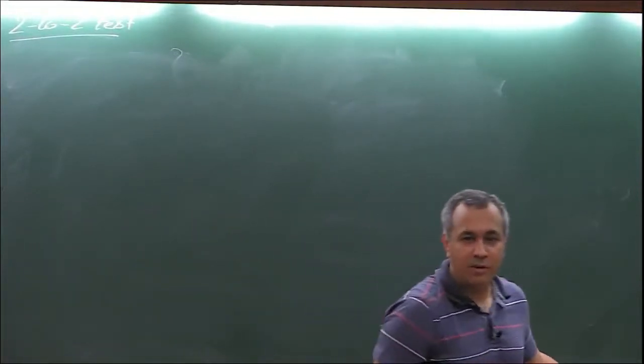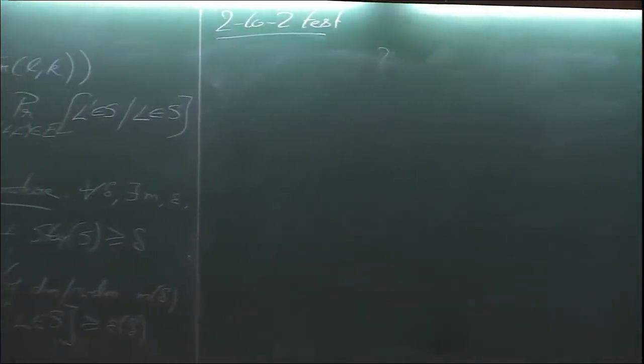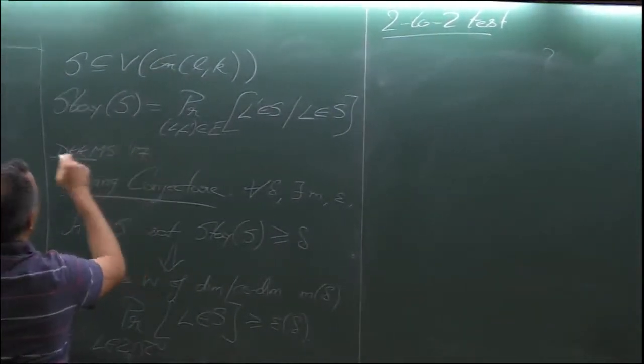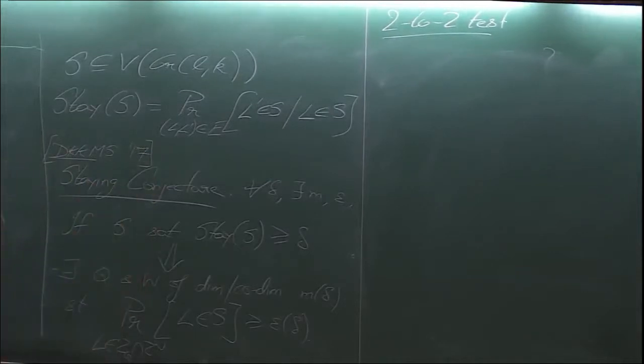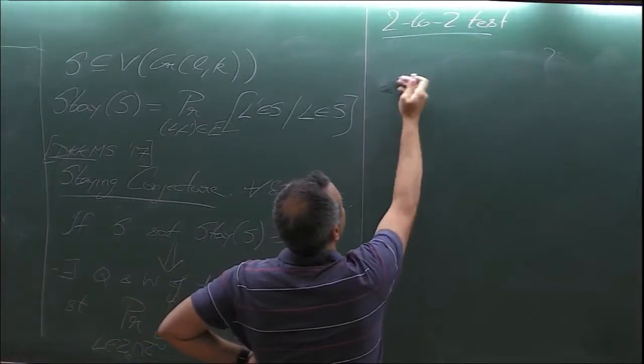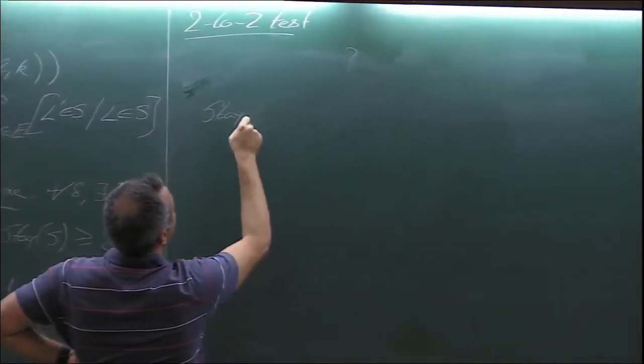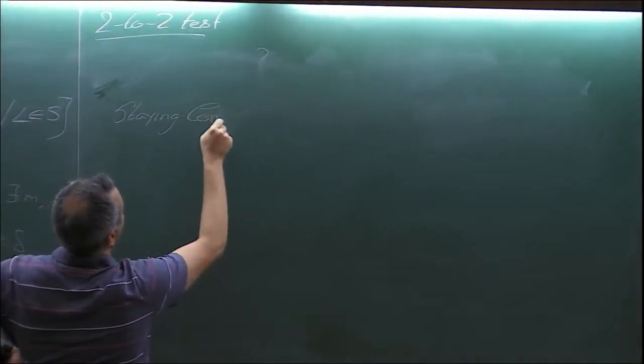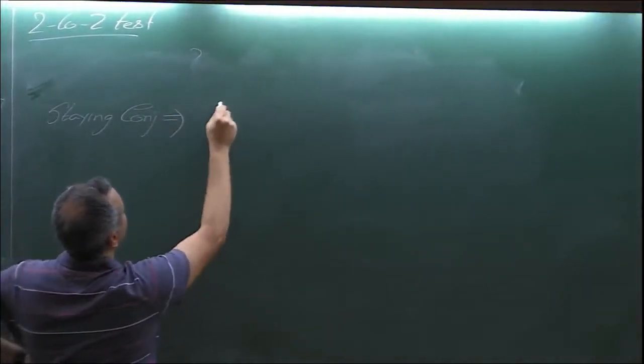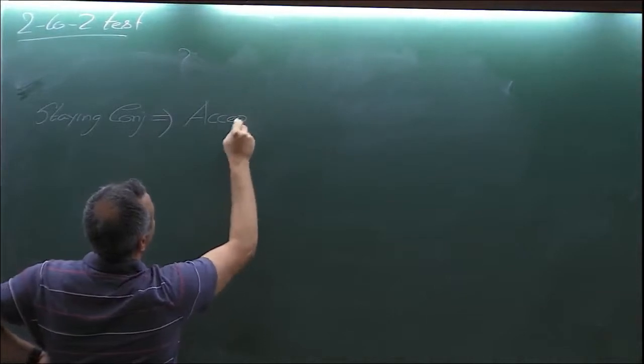Yeah, you need both zoom from above and zoom from below. So let me tell you the sequence of works. This conjecture was made in the second of the papers, DKKMS 17. The sequence of works showed that first, the staying conjecture implies the acceptance probability conjecture.